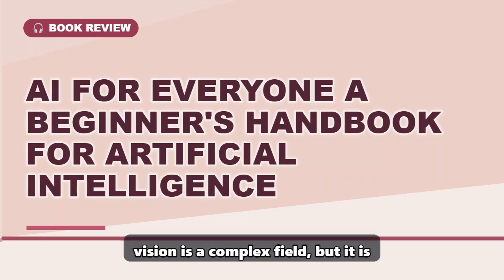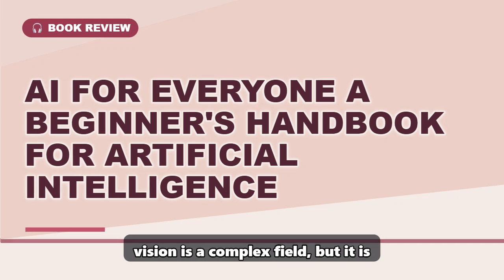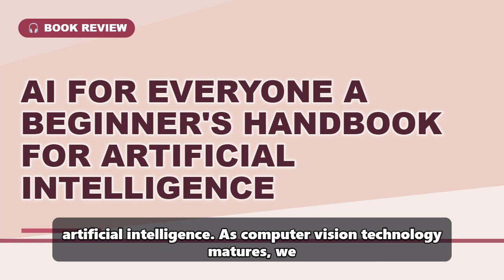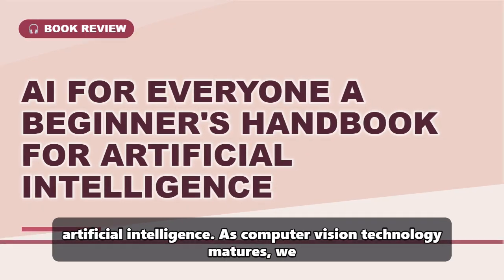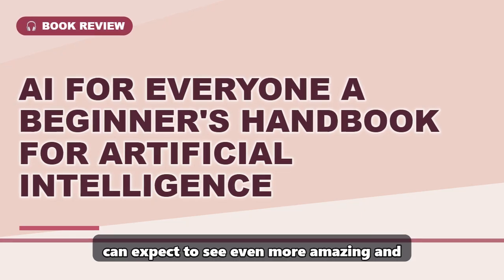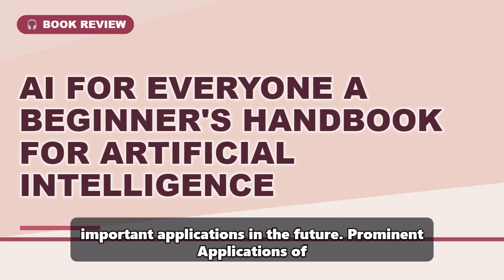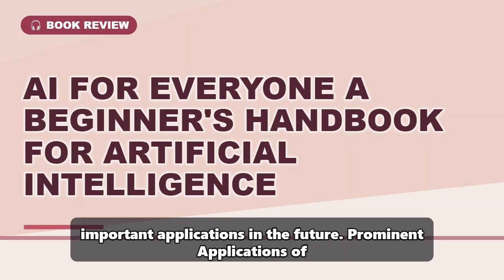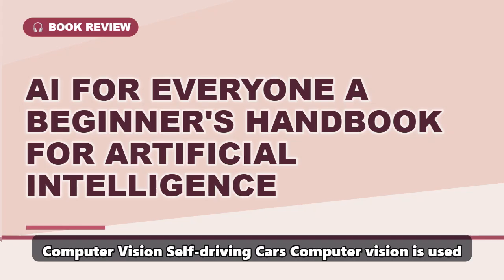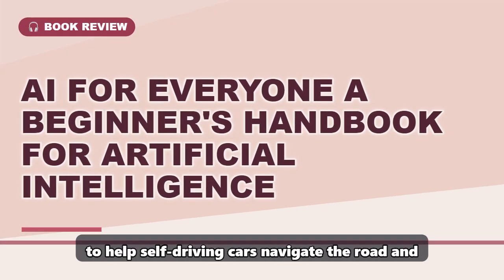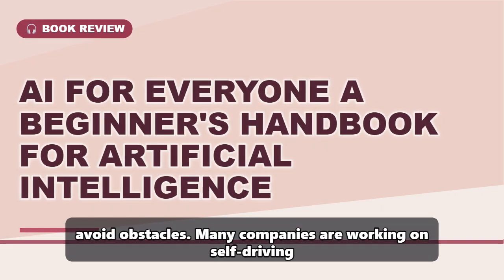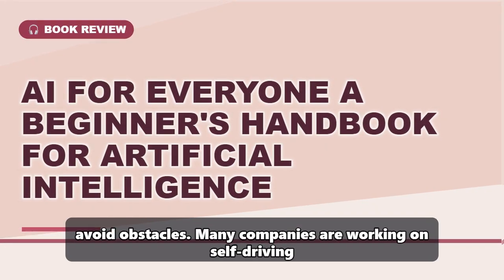Computer vision is a complex field, but it is also one of the most promising areas of artificial intelligence. As computer vision technology matures, we can expect to see even more amazing and important applications in the future. Prominent applications of computer vision: self-driving cars. Computer vision is used to help self-driving cars navigate the road and avoid obstacles. Many companies are working on self-driving car research.